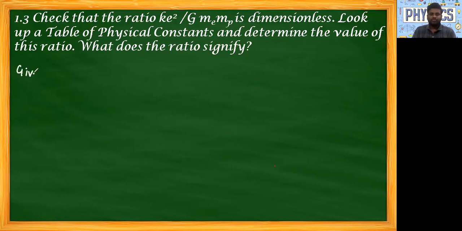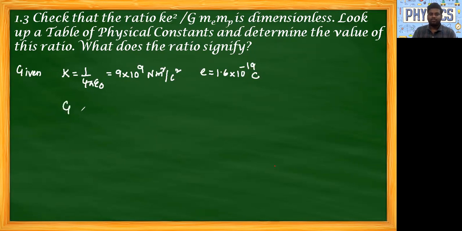Then we know K is 1 by 4 pi epsilon naught. What is the value? 9 into 10 to the power of 9. And what are the units? Newton meter square per coulomb square. And e, the charge of the electron, is 1.6 into 10 to the power of minus 19 coulomb. The unit is coulomb. And G is the universal gravitational constant, that is 6.67 into 10 to the power of minus 11.